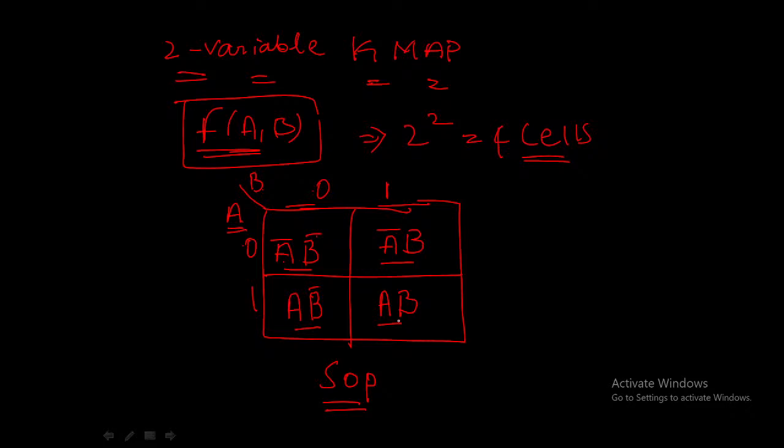So this is how you are going to represent the SOP form of representation, and these are min terms. Each cell in this K-map represents a min term. If you observe carefully, these are nothing but the min terms.